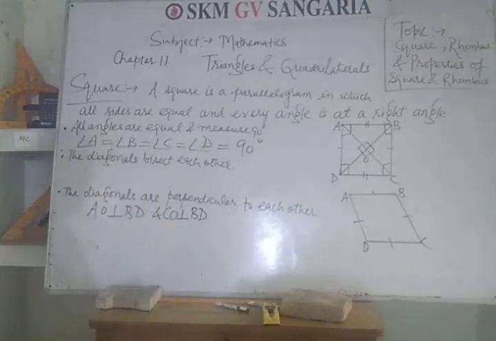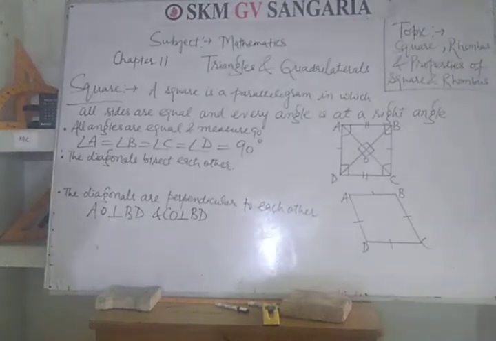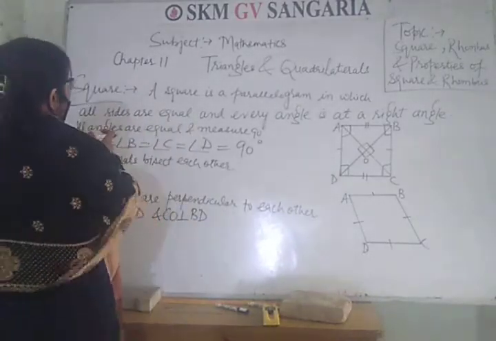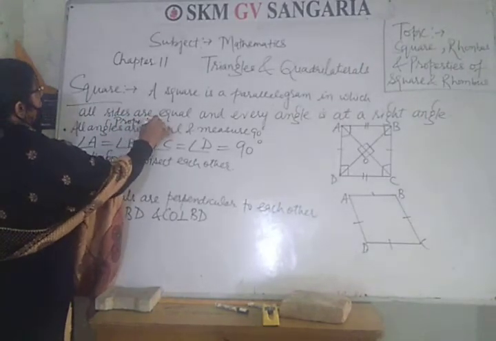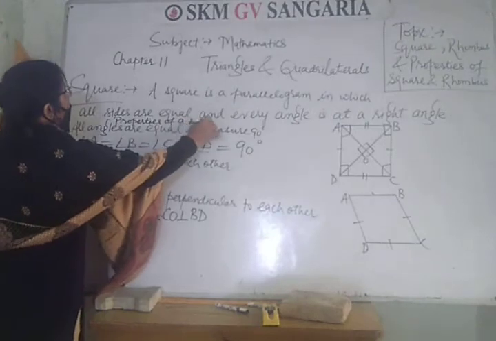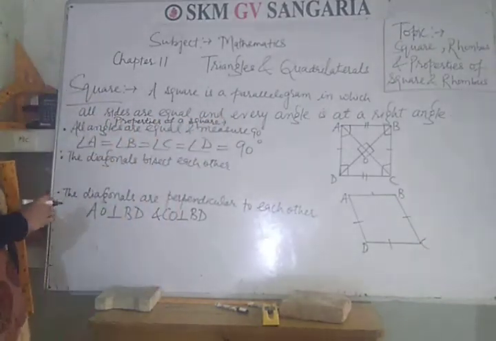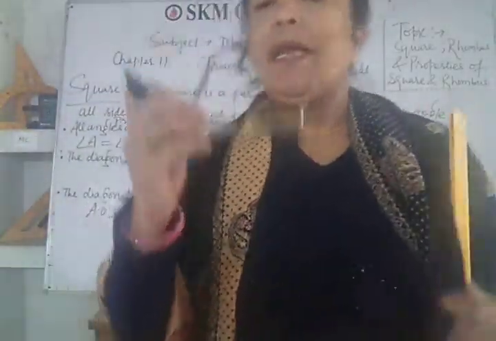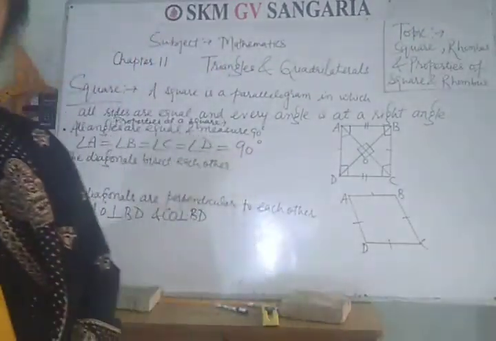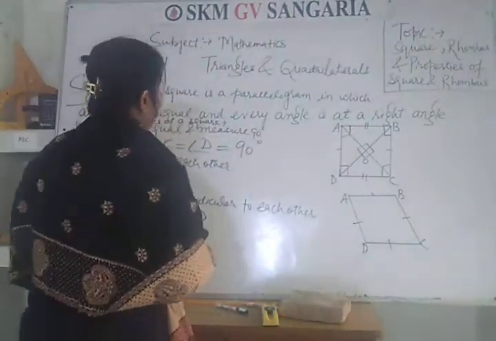Okay, you will note down all this about square and rhombus and properties of rhombus. Here are the properties of a square. Number one, all angles are equal and each angle is of measure 90 degrees, and all sides are of equal length.